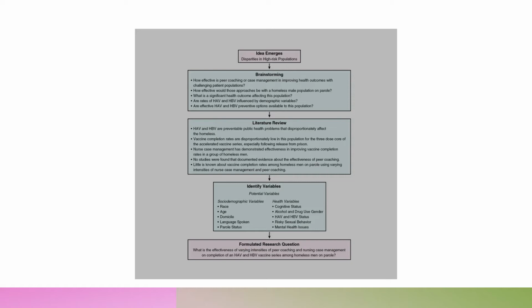Then you do a literature review, and your literature review would be about HAV and HBV as preventable public health problems that disproportionately affect people experiencing homelessness. Once you do that, you would think about what your variables would be. When you've identified those variables, they help you to form the basis of your literature review.